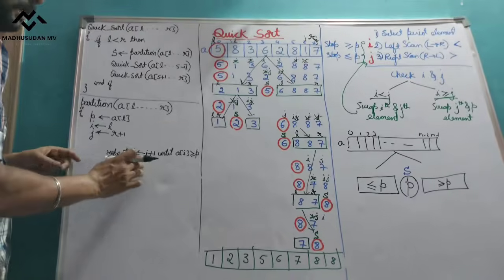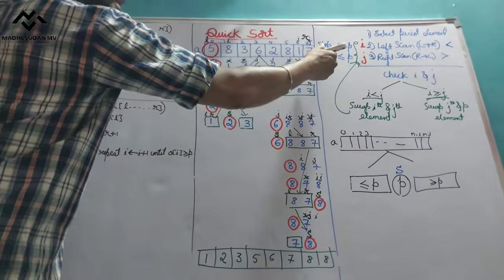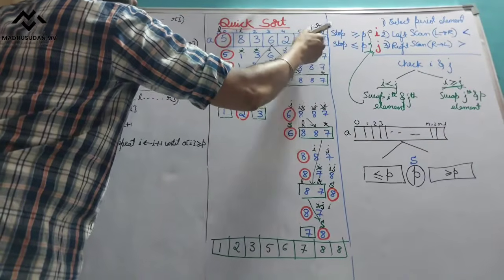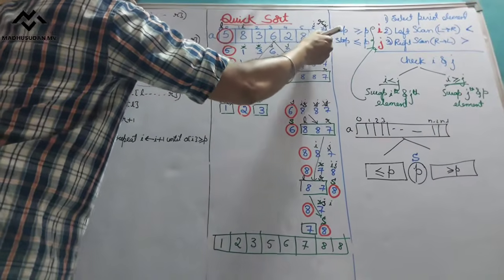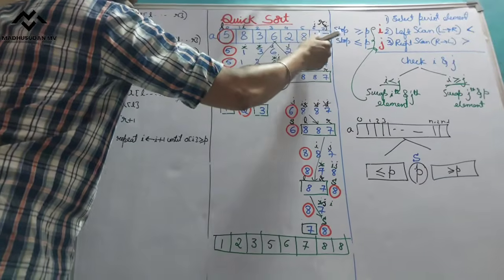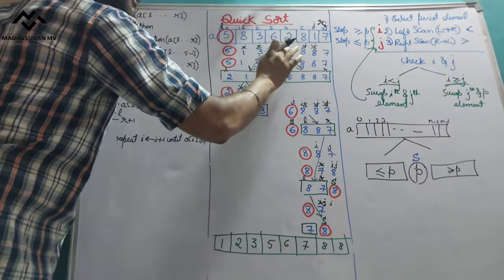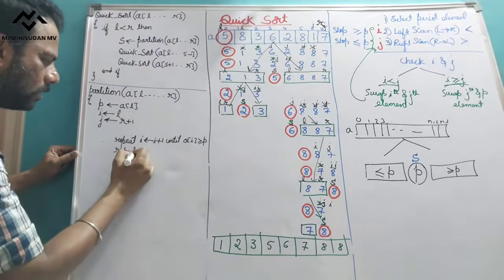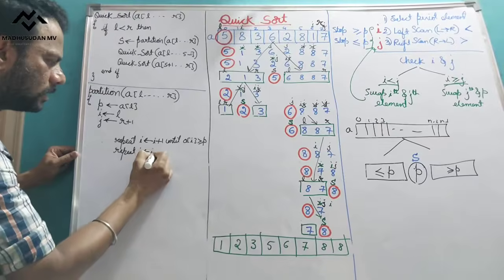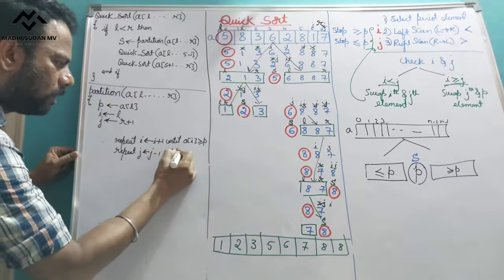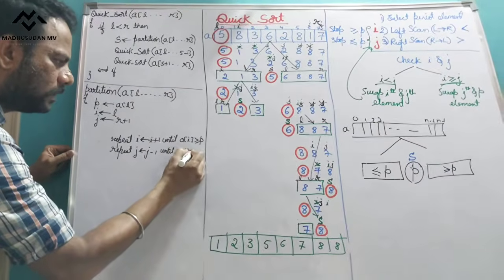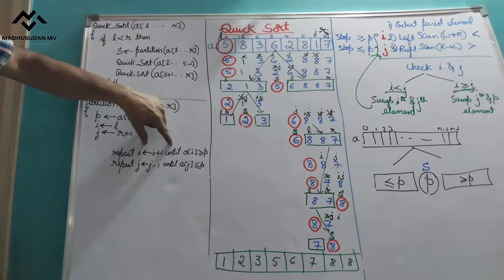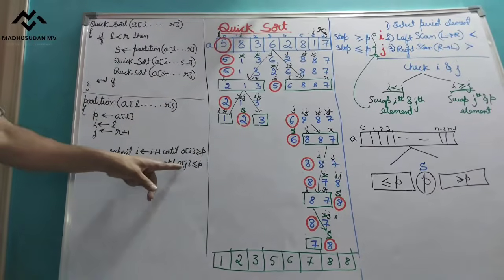Similarly, during the right scan, what did we do? We keep decrementing J. Greater element, we come to this one; greater element, come to this one. Like this, we keep decrementing J. That means we are repeating decrementing J until we find a lesser element. So the same thing we'll write. Repeat J decrementing until A of J is less than or equal to the pivot element. This statement indicates left scan, and this statement is doing right scan.